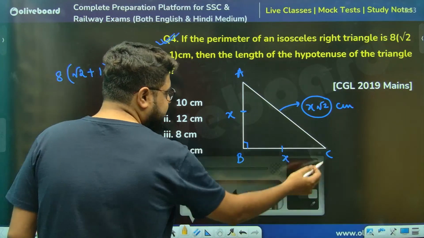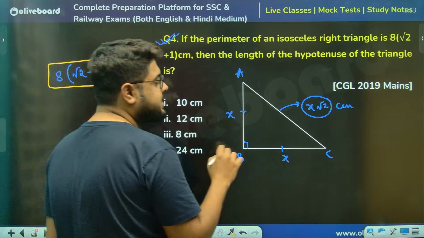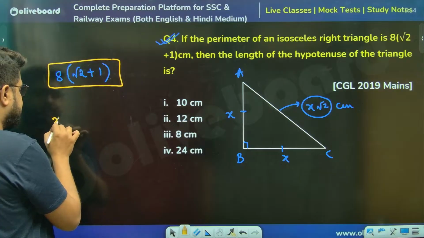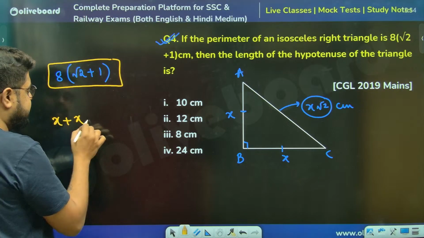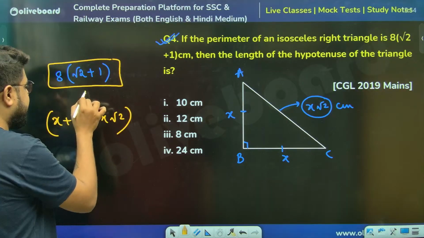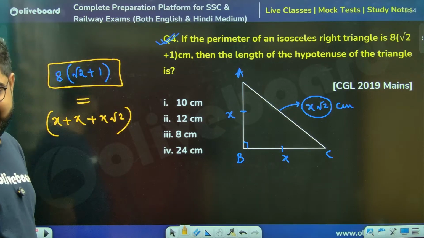Now, that means this is the perimeter. Here what is the perimeter? Here you will say the perimeter is x plus x plus x root 2. So this is also the perimeter. Can I say these two are equal, sir? Khatam.